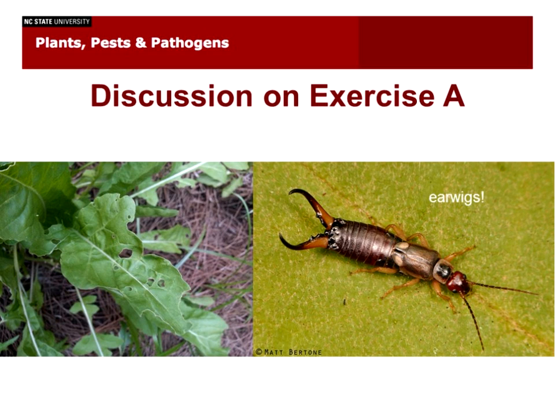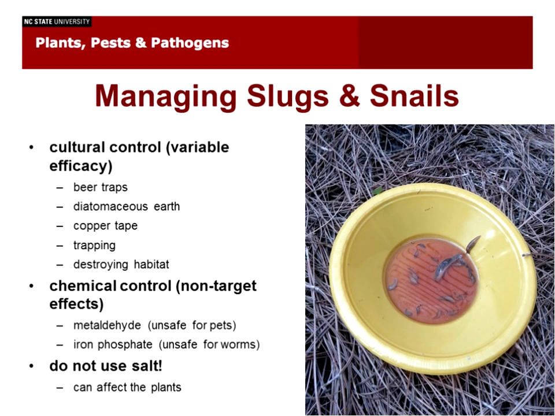So just a little quick discussion on managing slugs and snails. Culture control, there's various methods and variable efficacies of these. One common one is a beer trap. I actually put this out in my garden afterward, and overnight I caught over a dozen slugs in there. You can apparently dilute it down to about 2% beer, so you can dilute it with water so you're not wasting all your nice beer. Hopefully you're buying cheap beer too. You don't want to put that craft brew in there because that's kind of a waste.